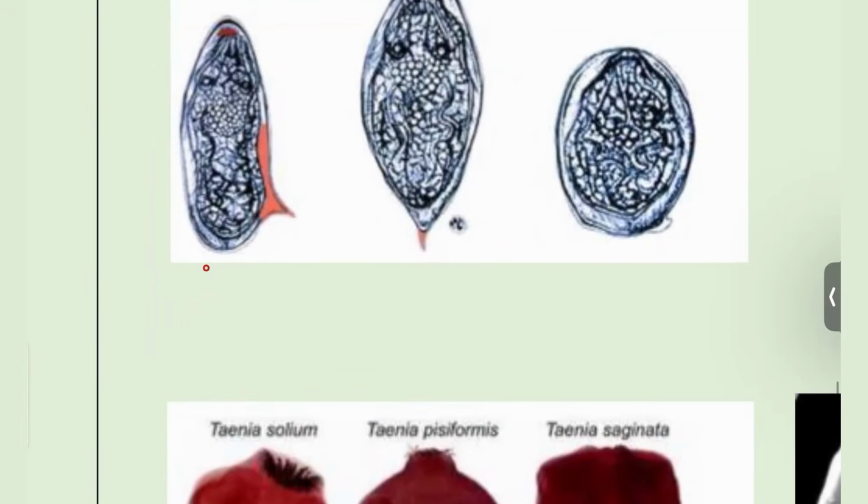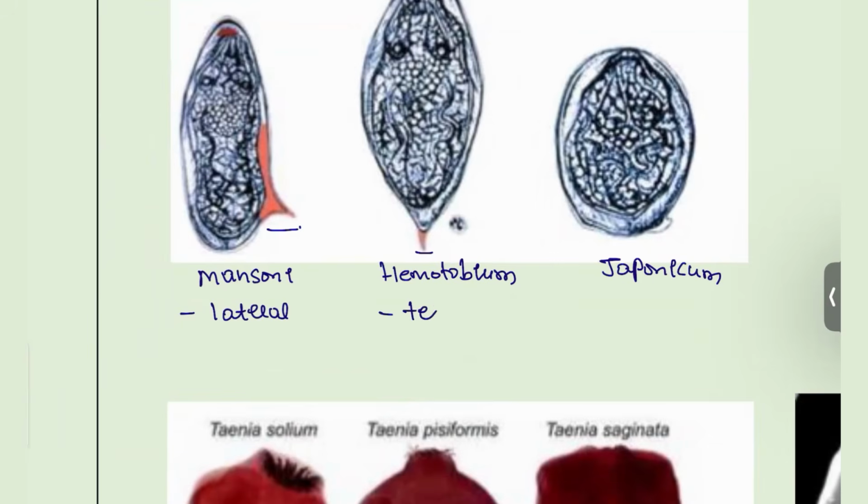Next, moving on to the Schistosoma species. This is mansoni, and this is haematobium, japonicum. What about the spines? For mansoni, it is on the lateral side. For haematobium, terminal side. And japonicum also contains one, but it is rudimentary.